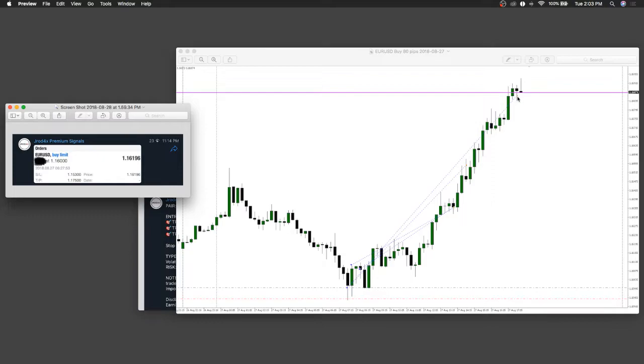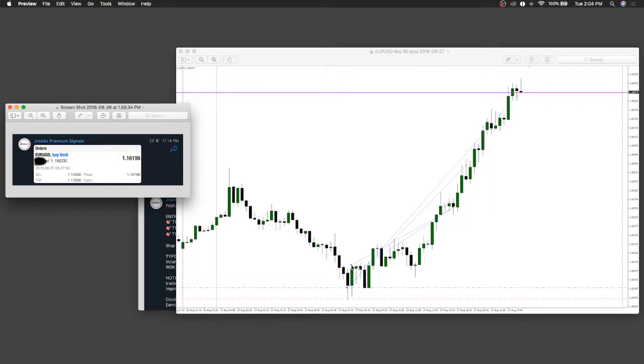and I scaled off the majority of my position up here at 1.1685. You can see that I did take two additional positions, so I entered the market here at around 1.1612 or something. So I put on about 25% of my position here.